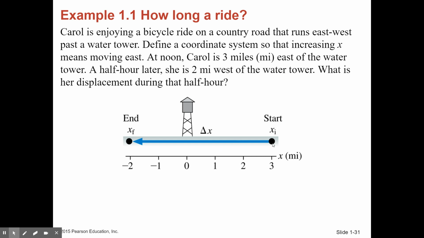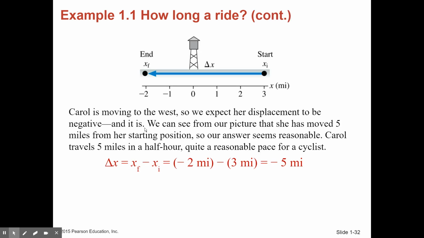Okay, so let's think about this. We are here. That's our start at 3. And then our end is -2. Those are our end points. We want to know what her displacement is during that half hour. If we go to the next slide, Carol is moving to the west, so we expect her displacement to be negative, because she's going this way. If you're looking at the screen, she's going to the left.